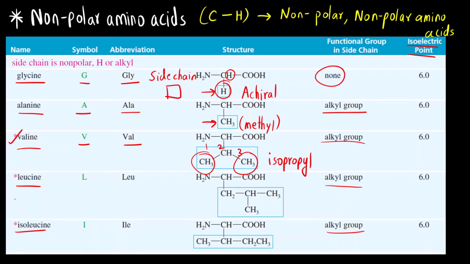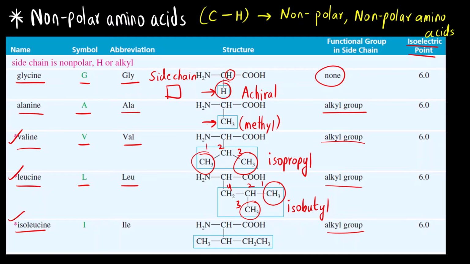The answer will be valine. Then leucine, what is this? Again, you can see there are two groups that are the same, but now 1, 2, 3 and 4, in total there are 4 carbons. So this is which group? This is called an isobutyl group. Okay, so which amino acid has an isobutyl group as a side chain? Leucine. L, and the 3-letter code is LEU.